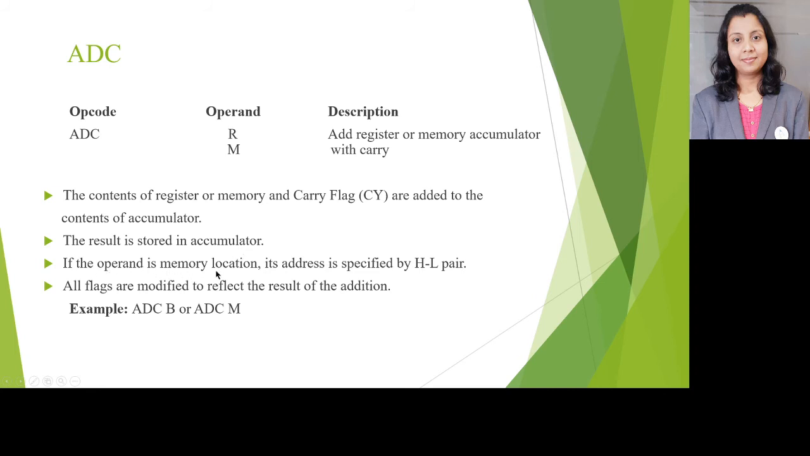If the operand is a memory location, its address is specified by the HL pair. All the flags are modified to reflect the result of the addition. Example can be ADC B. Now in this instruction what happens is the contents of the B register are added to the contents of the accumulator plus the carry flag.